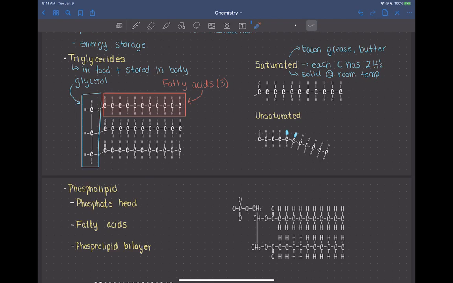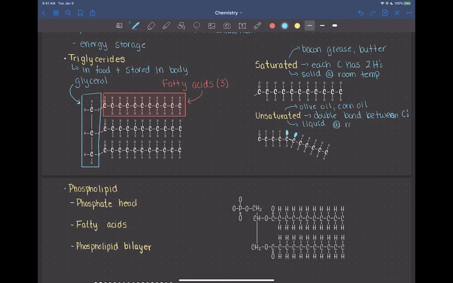However, with these unsaturated fats, let's add a little definition here. There's a double bond between carbons. And some examples of this would be any fat that's liquid at room temperature. So olive oil would definitely be one, avocado oil, corn oil. So any kind of oil that stays liquid at room temperature.